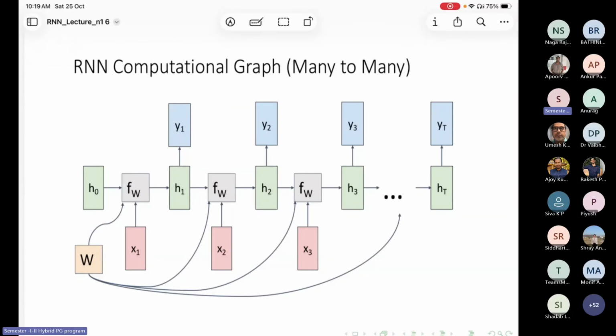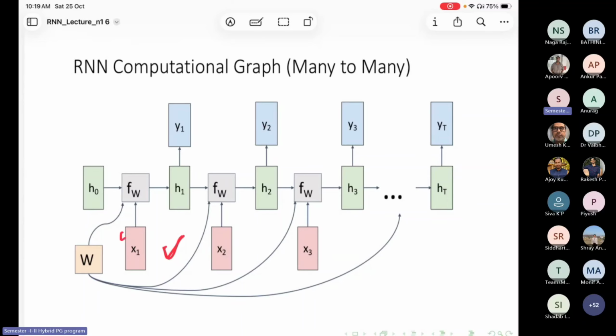So now, using this structure, you can solve all those types of problems we have seen before. Either you can have many to one, or one to many, or many to many. With many to many, in one variant we process all the inputs and then produce the outputs, and in the other, for every input you are producing an output. You have seen this before. So it's a many to many problem, but for every input we are producing an output.